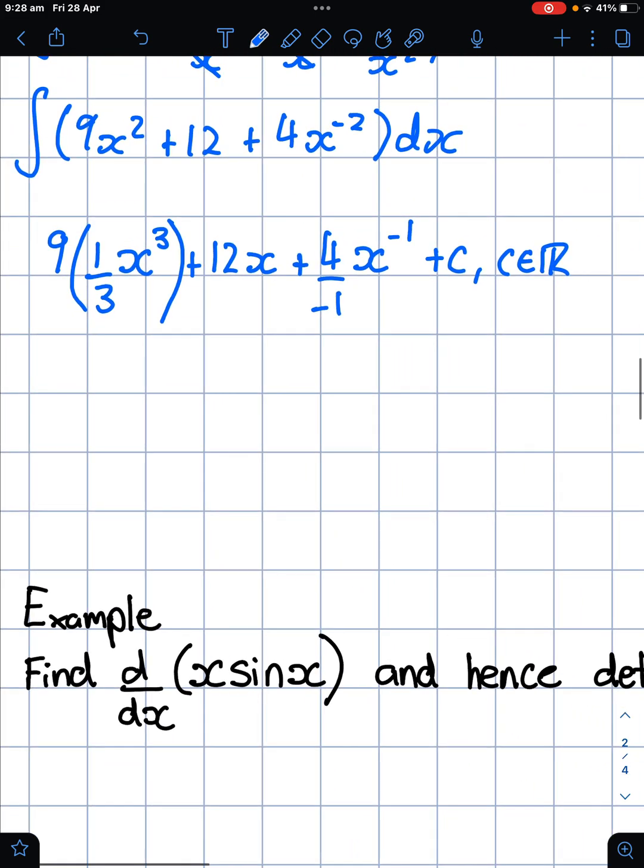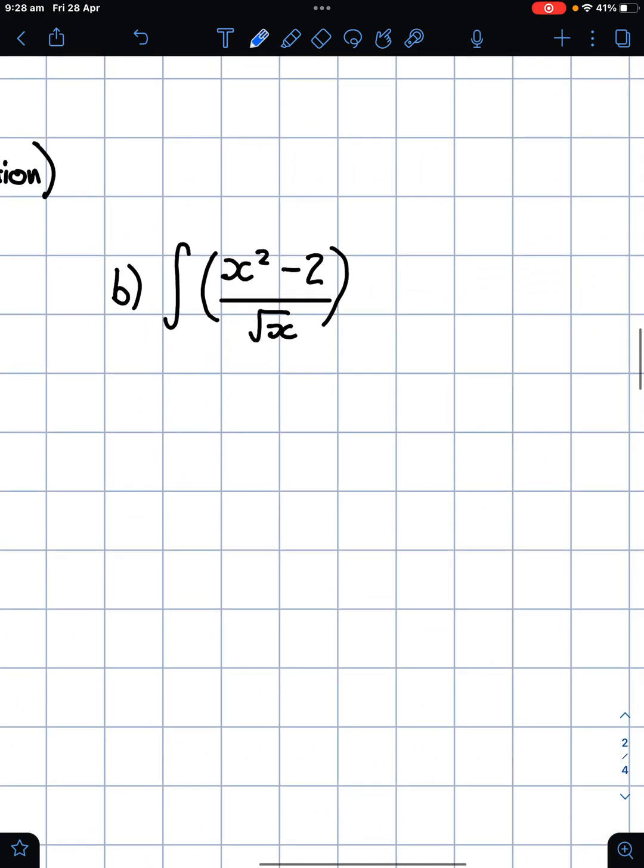Now I'm going to simplify that out. This will be 3x cubed, because 9 times a third, 3x cubed plus 12x minus 4 over x plus c. Cool, that one's done. Let's jump to our next one here.